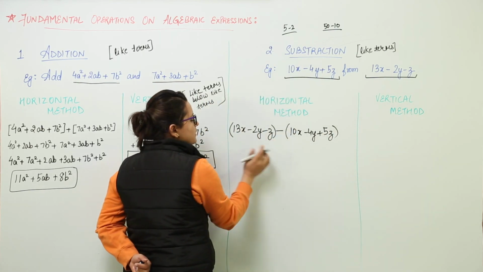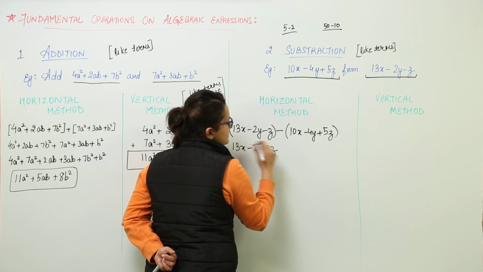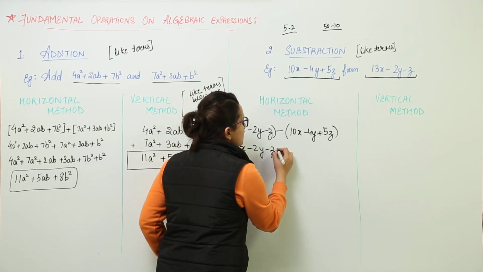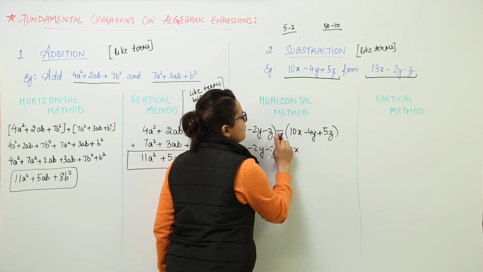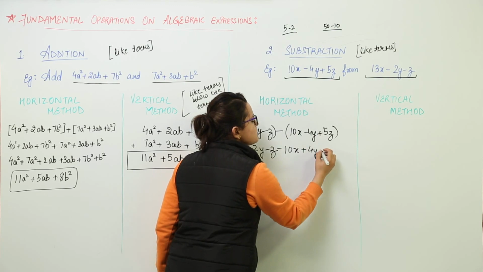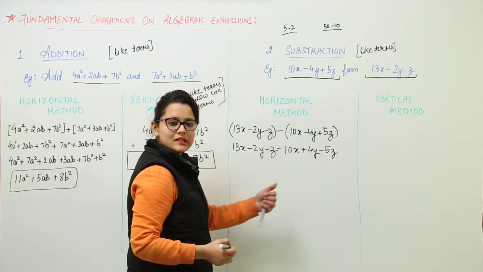Now we'll open the brackets. The first expression is going to remain the same. The second one is going to change. I'll show you how. Minus plus becomes minus. Minus into minus becomes plus. And minus plus becomes minus. So we have minus 5z as the last term.